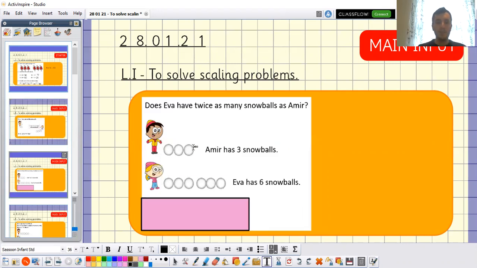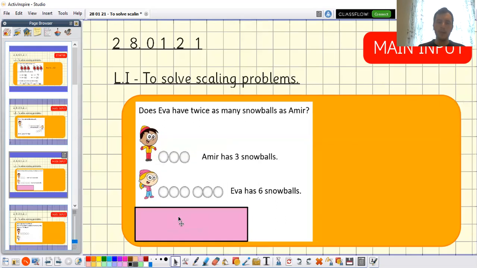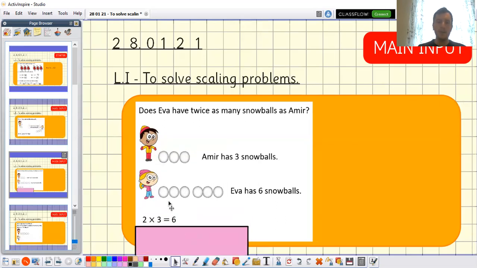So we know Amir has 3 snowballs and Eva has 6. So is that twice as many? Well, we can work that out using maths. I know that Eva has 2 groups of 3. She's got 1 group of 3, 2 groups of 3. Amir only has 1 group of 3, so she's got twice as many groups of 3. 2 times 3 equals 6. 6 is twice as many as 3. So she does have twice as many snowballs as Amir.